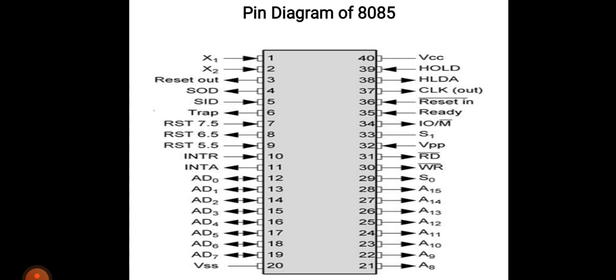Then the next one is SID. SID is the serial input data line. The data on this line is loaded into the accumulator when the RIM instruction is executed. Here we have understood the functions of every pin.